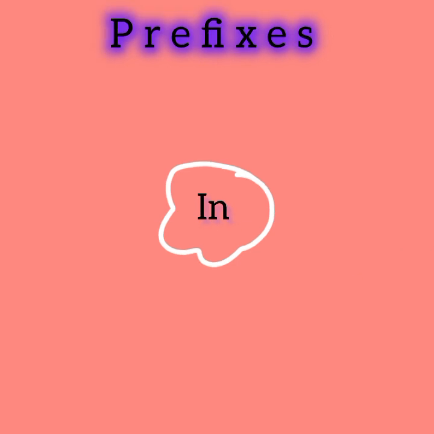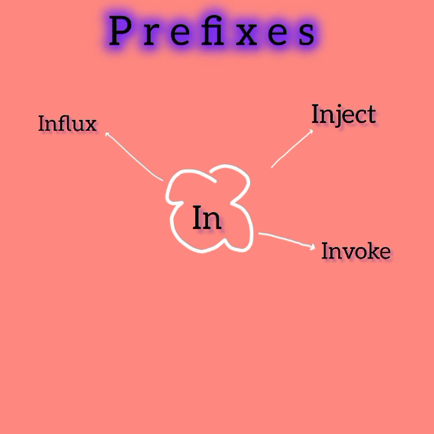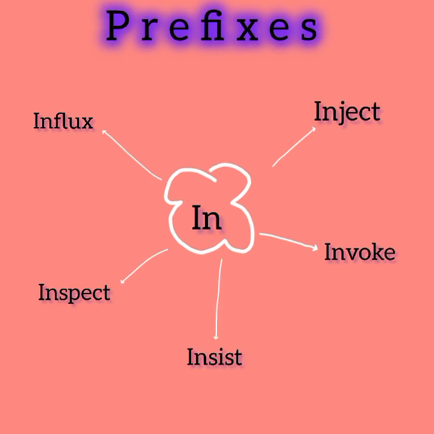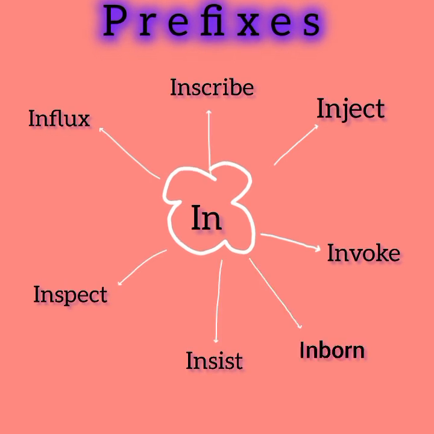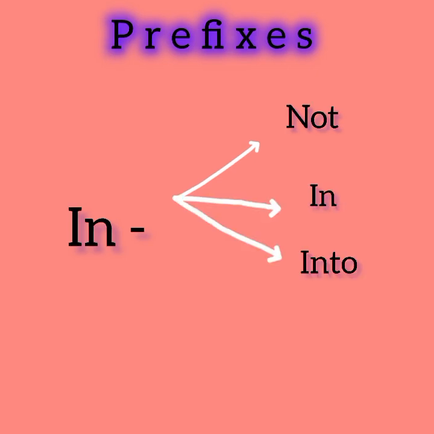Now let's have a look at these words: inject, invoke, influx, inspect, insist, inscribe, inborn. You must have noted that in all these words, the prefix in does not mean not. Here it is just showing the relationship with the root word to which it is attached. So the prefix in mostly means not, but sometimes it may mean in or into or on.